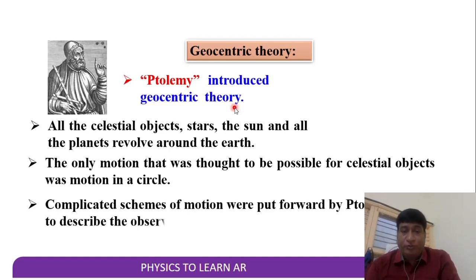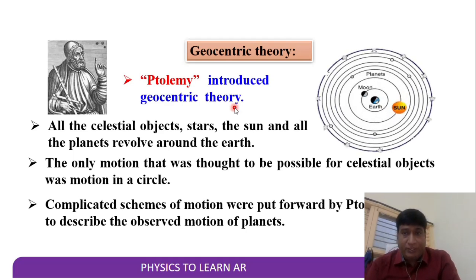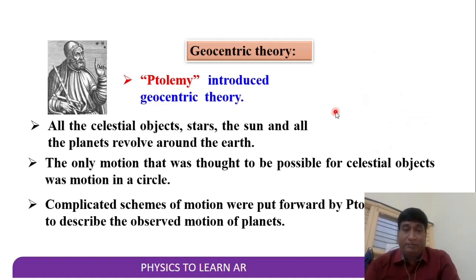Complicated schemes of motion were put forward by Ptolemy in order to describe the observed motion of planets. If you look at the figure clearly here, Earth is at the center, and the Sun, all other planets and stars, the celestial objects, are revolving around the Earth. So in this geocentric theory, Earth is at the center.